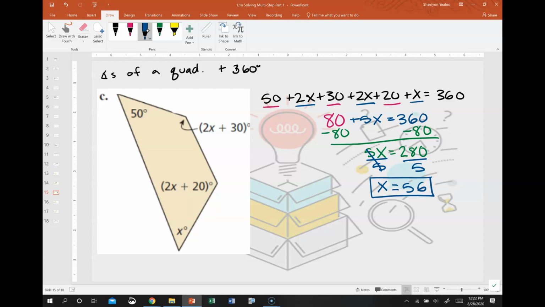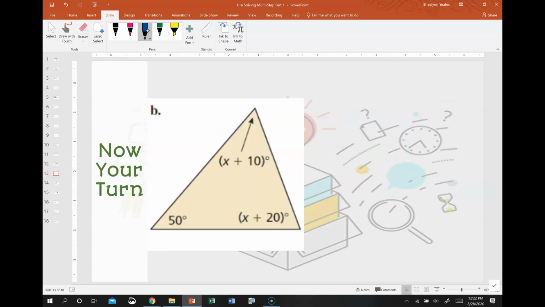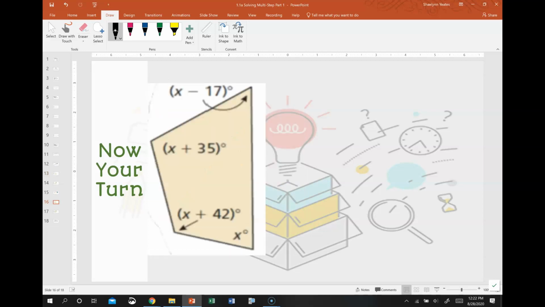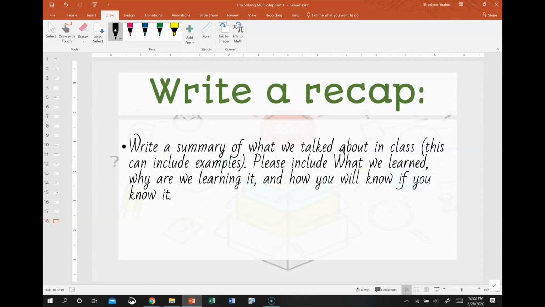Alright, so that's how you do the triangle one. Remember, these ones add to 180. And these ones with the quadrilateral add to 360. So go ahead and solve those two. Then write your recap, and you are done for the day. Fantastic. Thank you so much.